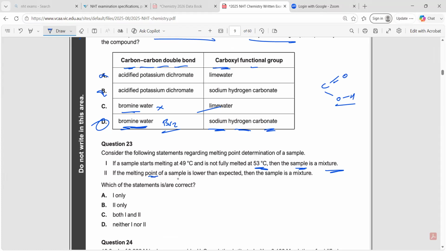If the melting point of a sample is lower than expected, then the sample is a mixture. No, not necessarily. Yeah, I'm not too sure about this. I'm going to quickly go back to my notes and then I'll come back.